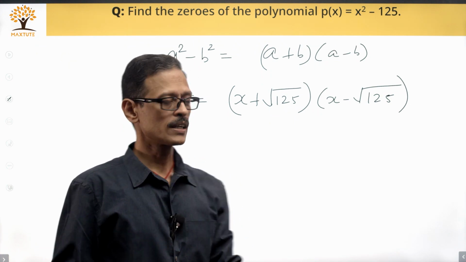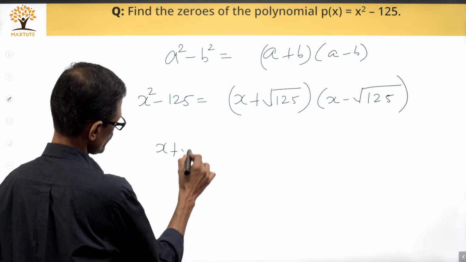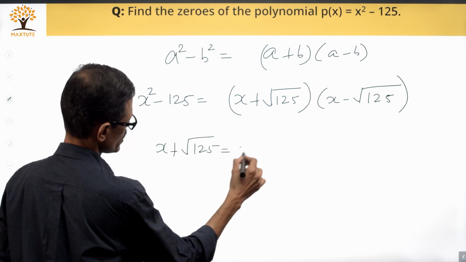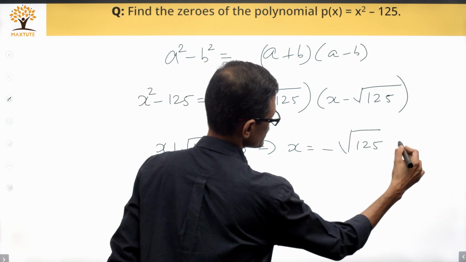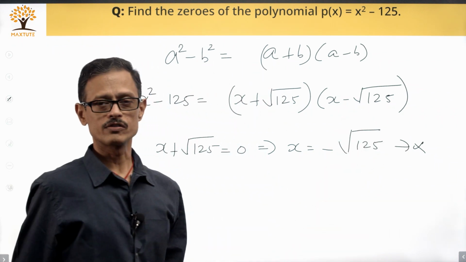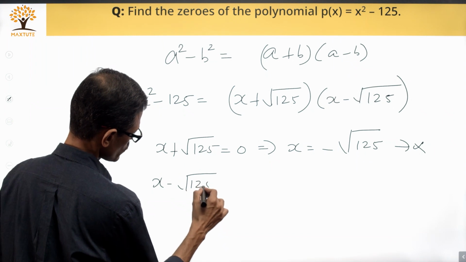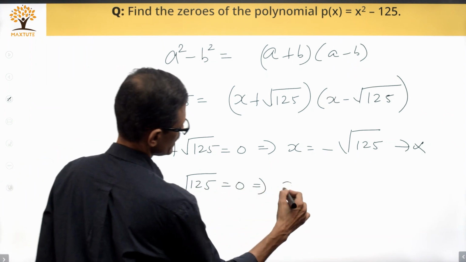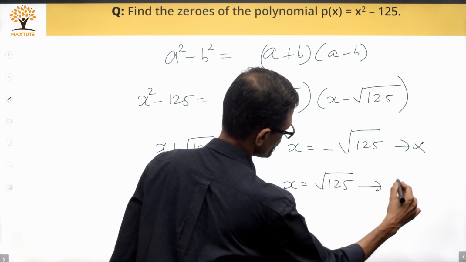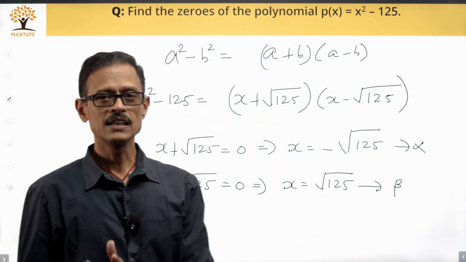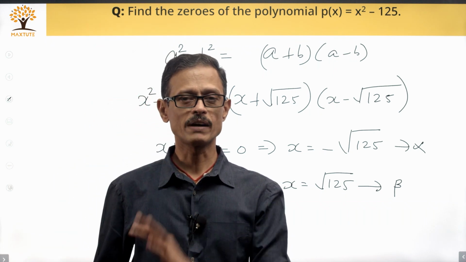Zeros of the polynomial is found out by basically picking each of these factors and equating it to 0. So, x plus square root of 125, when we equate it to 0, we get the value of x to be equal to minus square root of 125. Let's say this is alpha, one of the zeros of this polynomial. The second zero of the polynomial is by equating the other factor x minus square root of 125 to 0. Translates to x is equal to plus square root of 125. Let's call this zero beta. So, zeros of this polynomial are minus under root of 125 and plus under root of 125. We found out the zeros, part 1 done.